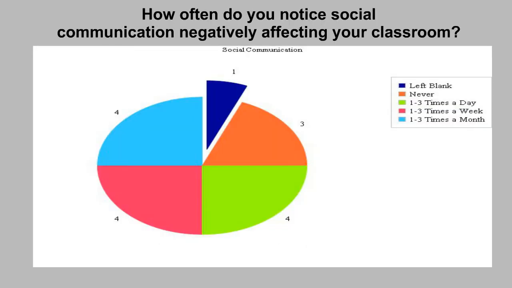Our fifth question, how often do you notice social communication negatively affecting your classroom, showed a 3-way split at 25% each for 1 to 3 times a day, 1 to 3 times a week, and 1 to 3 times a month. With one teacher leaving this question blank, the leftover 18% answer that social communication never affects their classroom.